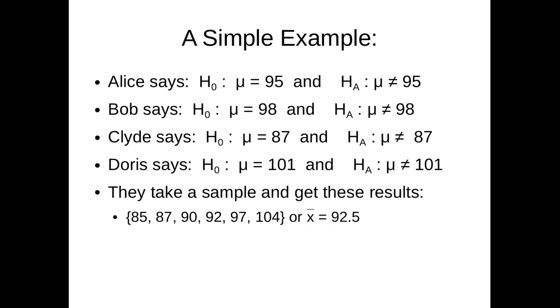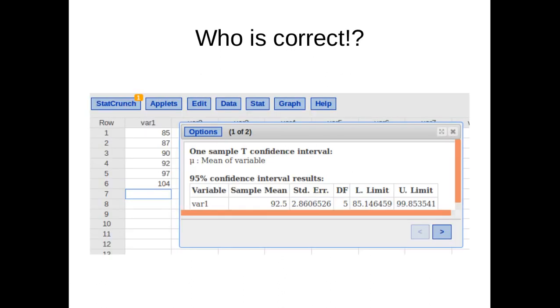And so Alice labels the null and alternative hypothesis. So does Bob, Clyde, and Doris. The X bar is 92.5. What can we say? Can we say anything? Who is correct? What you can do is load this data into StatCrunch, and what makes more sense is to create a confidence interval. Let's do a 95% confidence interval, and it says 85 to just a hair under 100.